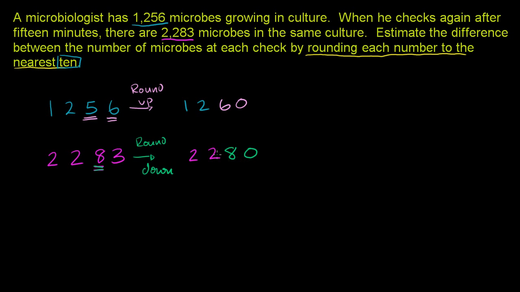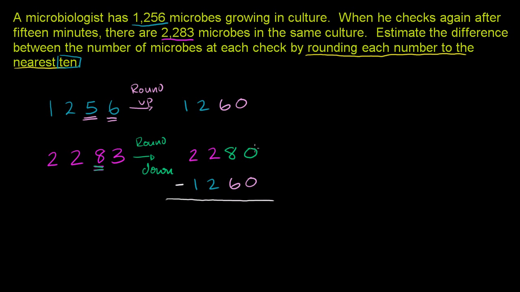Now we have to find the difference. So let's subtract the first check from the second check. That's how we get a positive number. So let's do that. So if we subtract this 1,260, let me just copy and paste it. We want to subtract that from the 2,280 to figure out the difference. So we're going to subtract here. Let me put the subtraction sign. And let's do some subtraction.